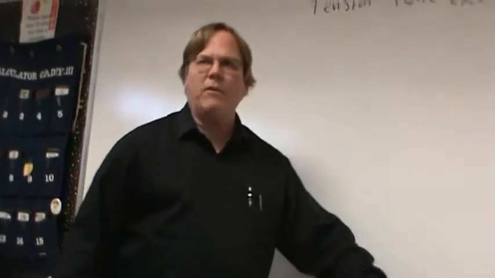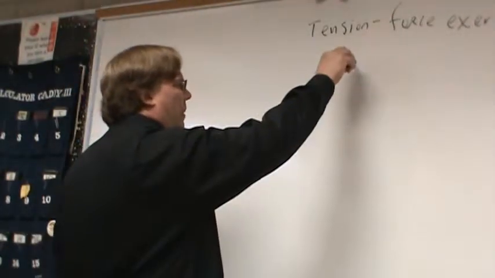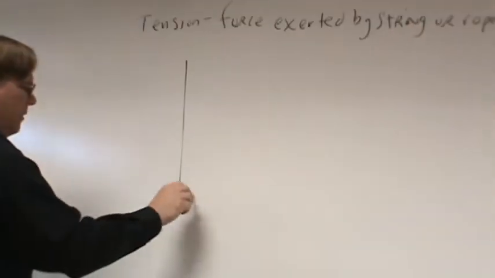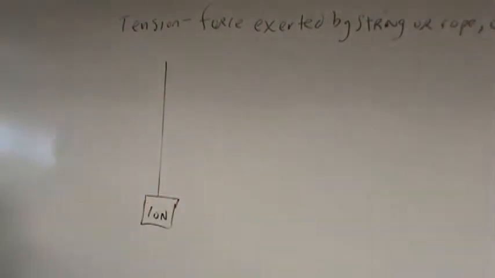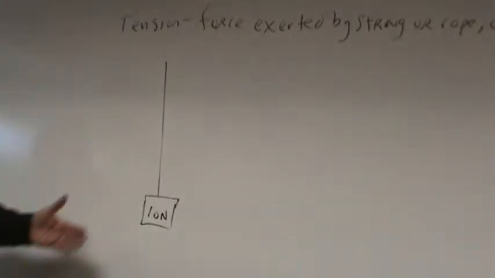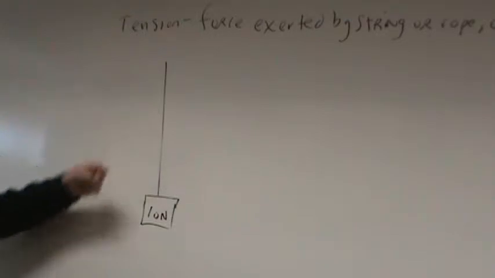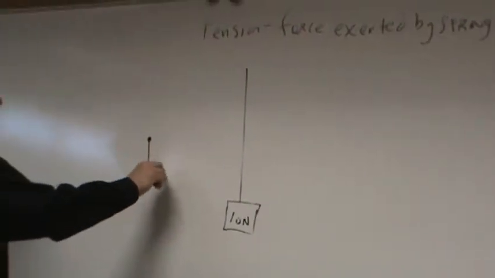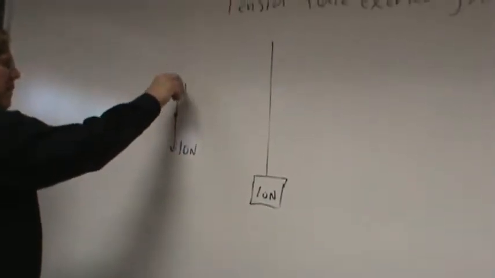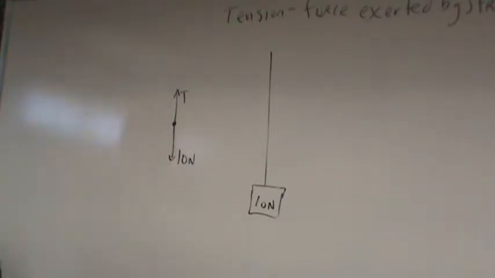Next, the microscopic understanding of tension. Here's my string. Here's a 10 Newton mass, or a 10 Newton weight, okay? What's holding up this 10 Newton weight is tension. So if I were to make a free body diagram, I'd go like this: 10 Newtons for the weight, and then the force that's opposing that 10 Newton weight is tension, the force exerted by the string.